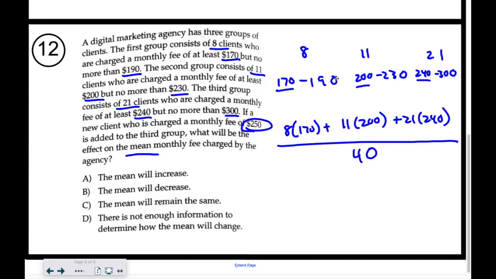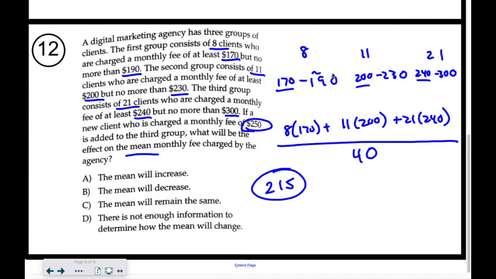So I'm going to figure out this number. 8 times 170 plus 11 times 200 plus 21 times 240. 8,600. And if I divide by 40, I get 215. So 215 is the lowest possible that the mean could be. I imagine a scenario where all of these were at the lowest value.